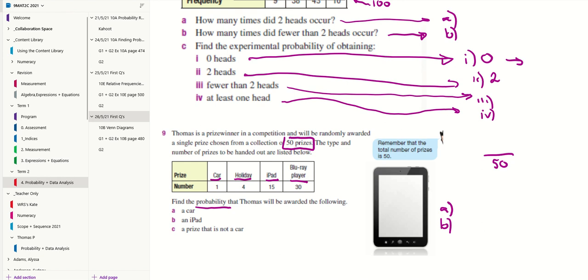B is an iPad. Again, you're looking for the column for the iPad. And then the last one is a prize that is not a car. So you're looking for everything except a car.